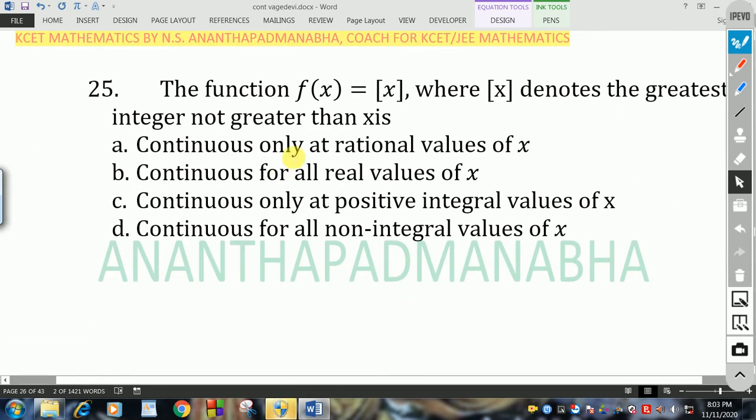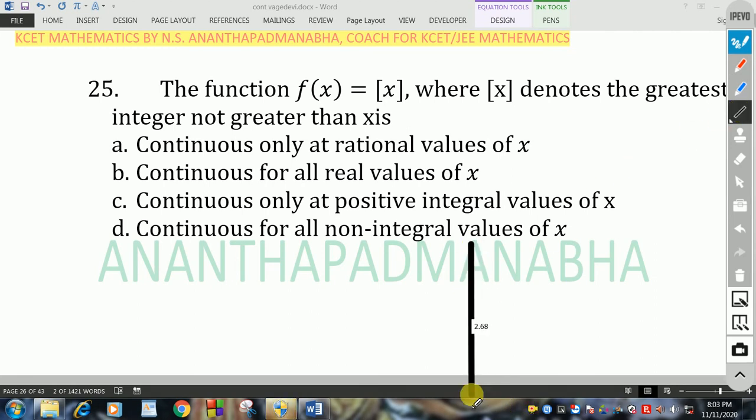Next, the function f of x is equal to greatest integer x, where greatest integer x denotes the greatest integer not greater than x. Is it continuous only at rational values of x, continuous for all real values of x, continuous only at positive integral values of x, or continuous for all non-integral values of x? So you can recall the graph of this function, which we studied in first year, relations and functions.